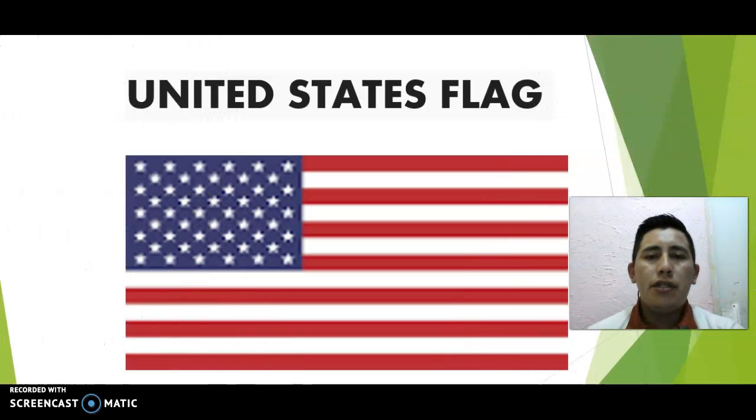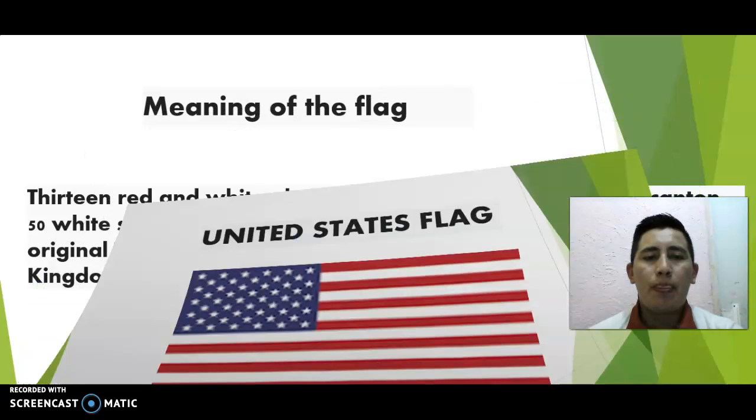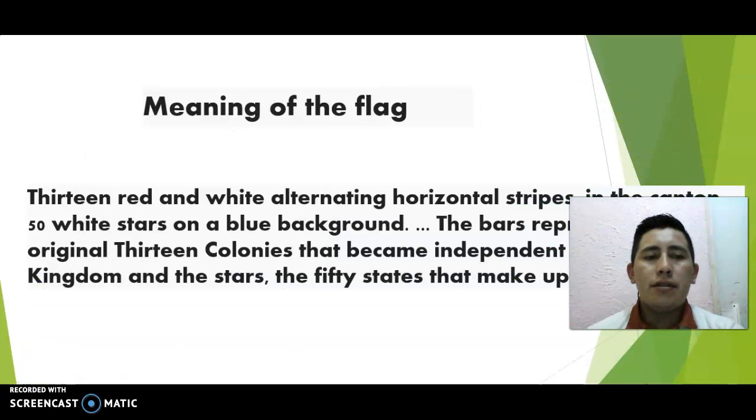First, the United States flag. Meaning of the flag: 13 red and white alternating horizontal stripes, and in the canton, 50 stars on a blue background. The bars represent the original 13 colonies that became independent from the United Kingdom, and the stars, the future states that might join the union.